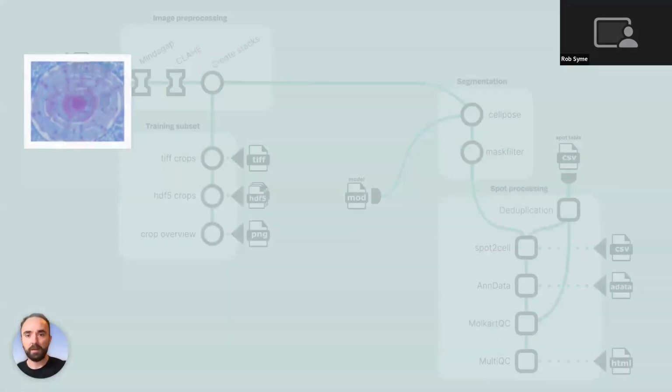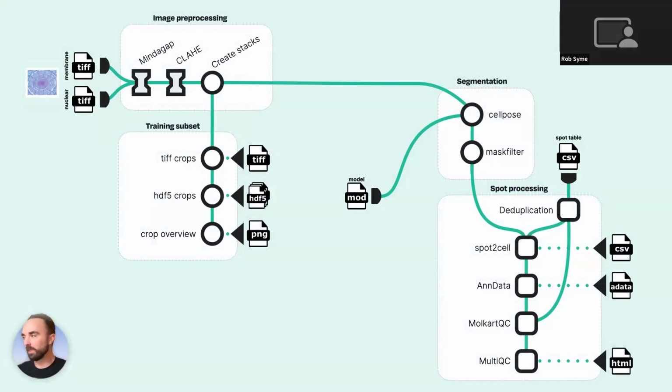Fortunately for us, we have this nf-core Molkart pipeline. And this shows a really simple overview of the pipeline, but we're just going to focus on this Cellpose track, a single tool in this pipeline. And we have some automated models for cell segmentation, but they don't perform very well.